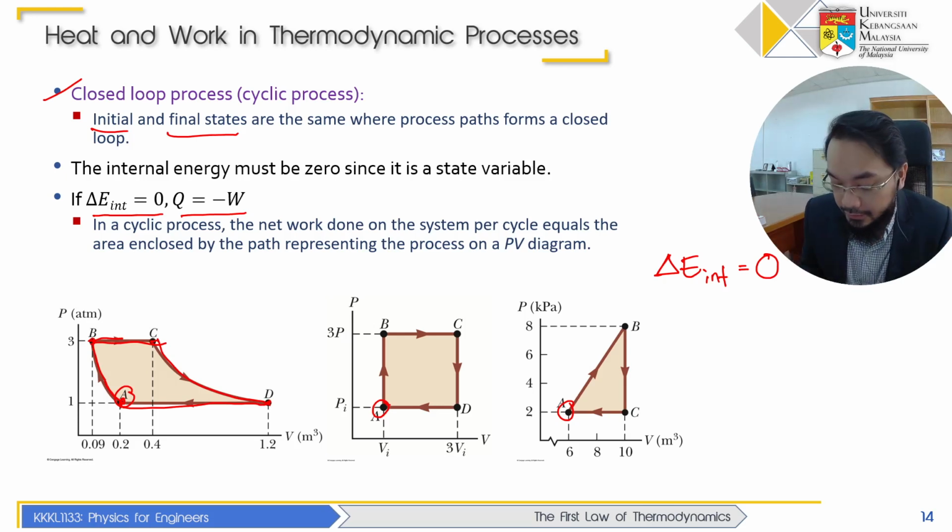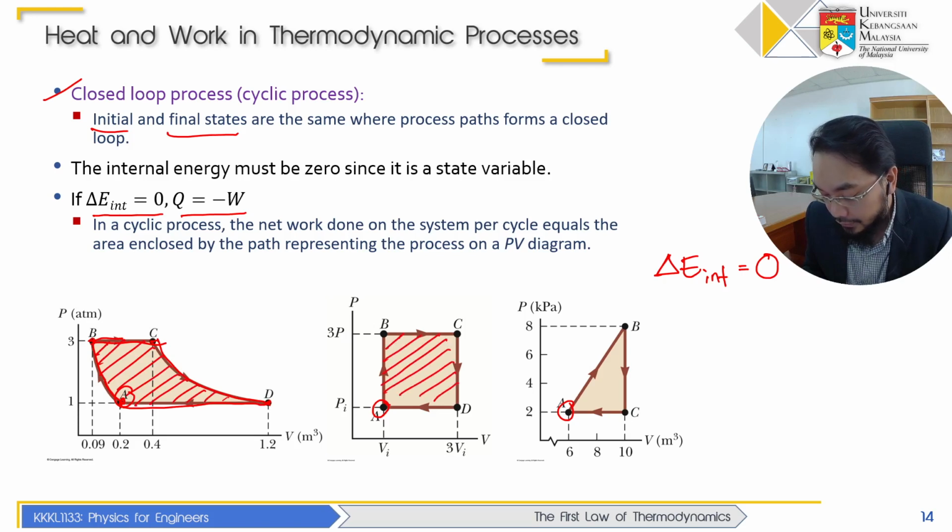Therefore, we can say since the change in internal energy is equal to zero, Q, the heat transferred, is equal to negative work done. And the work done can be calculated by measuring the area inside the loop itself, which makes sense. Actually, you need to find the work done by each pathway. But once you do that, you will come to the conclusion that the work done is actually the area enclosed by the closed loop.